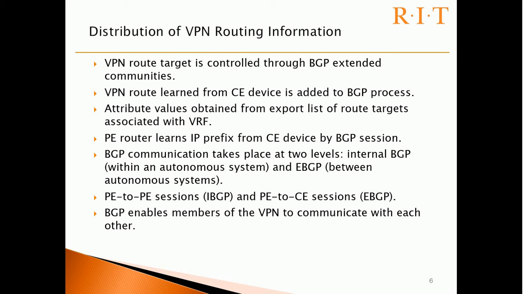BGP communication in MPLS networks takes place at two levels. The first level is internal BGP, which takes place within an autonomous system, and the next one is eBGP, which takes place between autonomous systems. The provider edge to provider edge connection works with the help of internal BGP, whereas the provider edge to customer edge sessions are established by external BGP. So BGP here enables members of the VPN to communicate with one another.